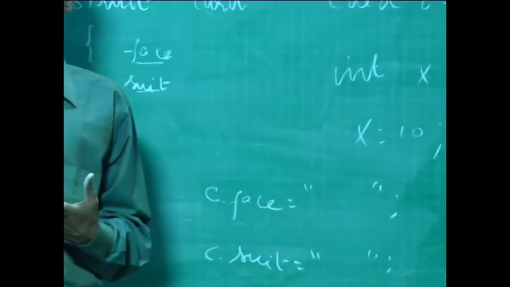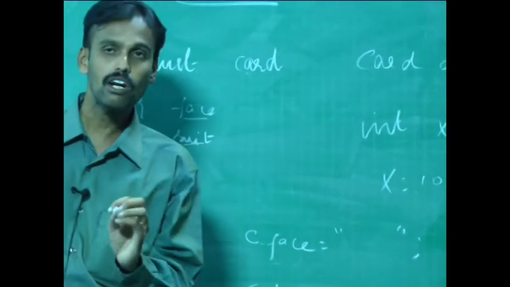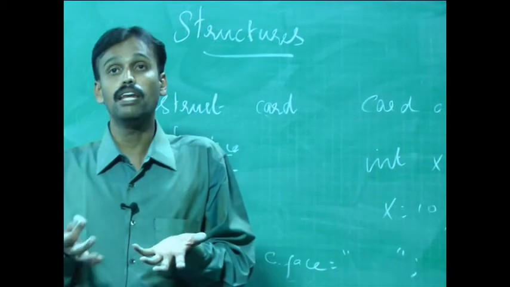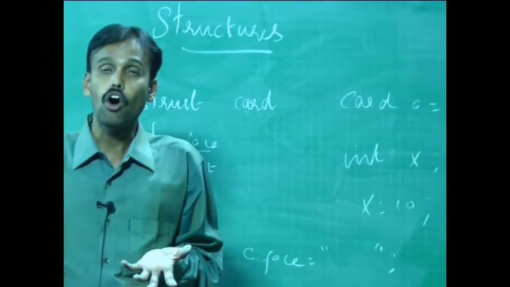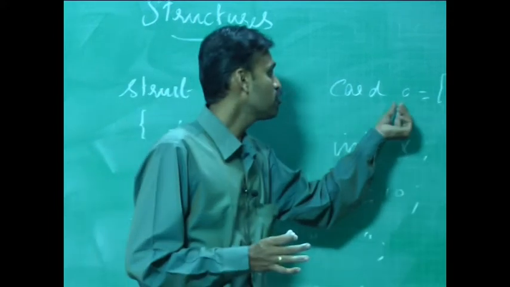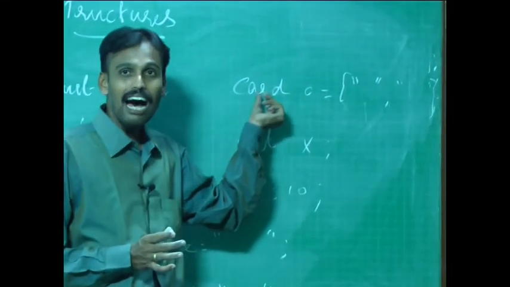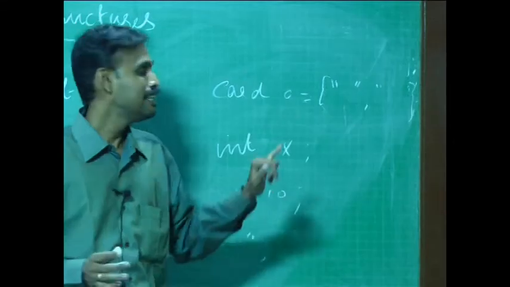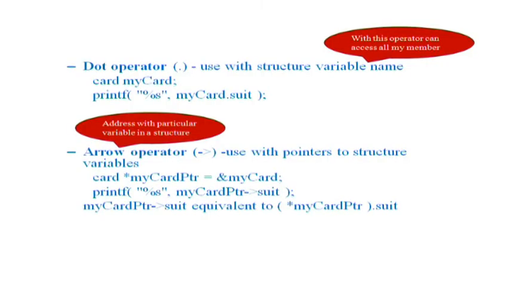Then how do we access the members of structures? I have a special operator called the dot operator which is used with my structure variable name to access all my members. Imagine this is my structure and this is my structure variable name, what I call C. This can be used with a dot operator followed by the member name to access or to place or assign values for my particular member.